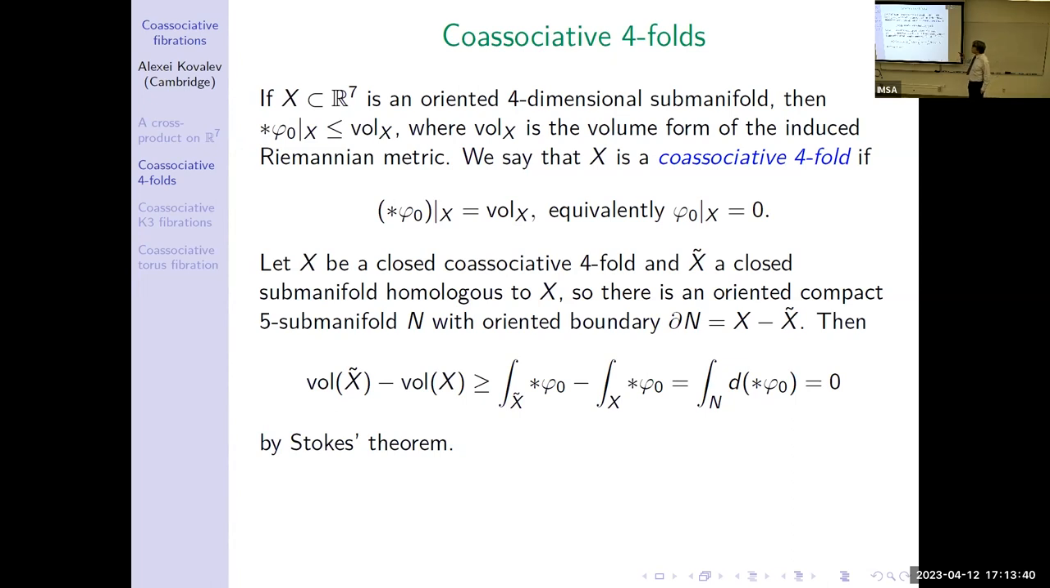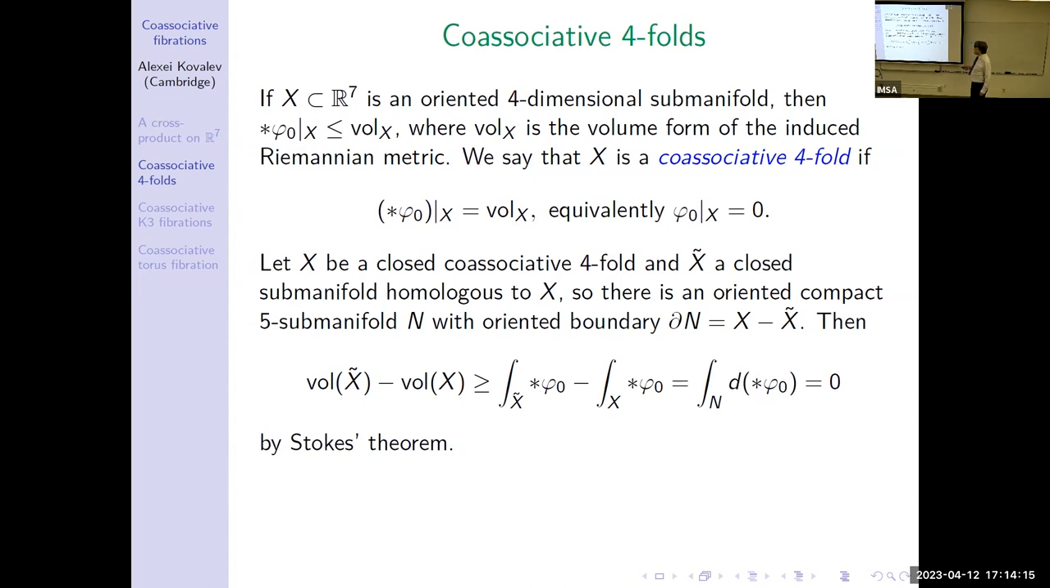We know that on any manifold, the volume form is bounded below by the restriction of phi naught. So for X tilde, the lower bound for the volume will be the integration of phi naught. But for X, we assume it's co-associative, so that's equality. So then we get this inequality. Then we apply Stokes' theorem and integrate the differential of phi naught over N, but we saw explicitly from the expression that phi naught is closed, so we get zero.